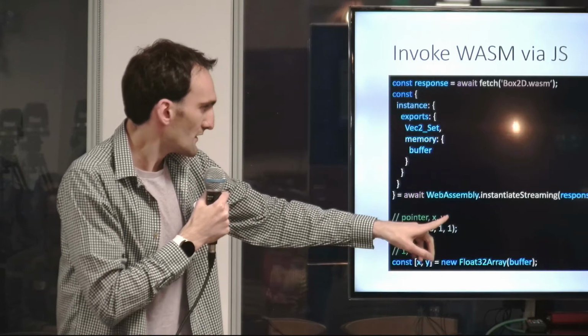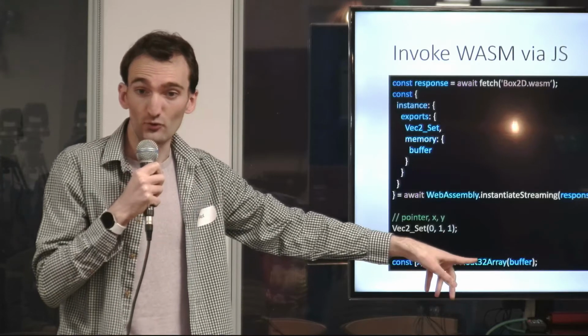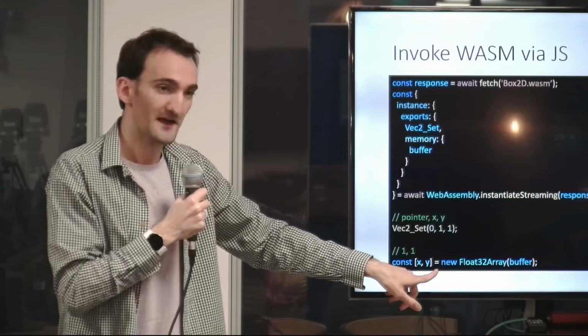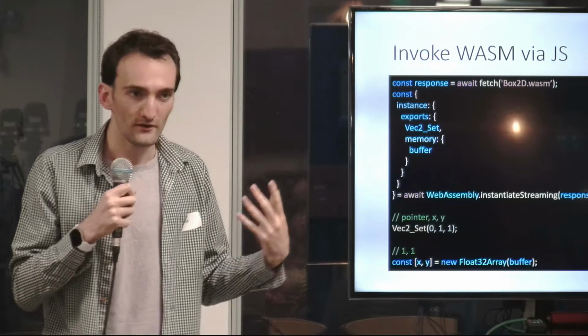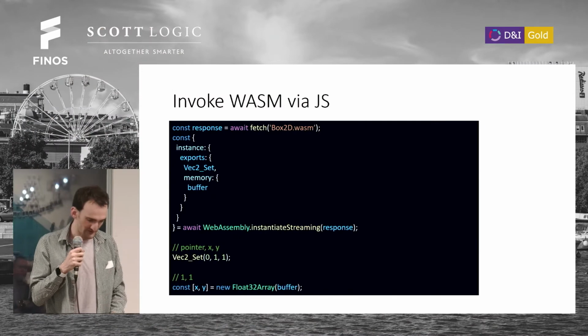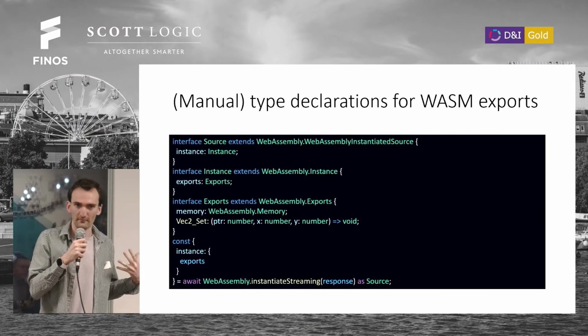And then, again from JavaScript, we can get a floating point view over the heap. We say, show me the first and second floating point numbers on our heap. And they'll be X and Y. So this is a very, very manual way to invoke C++ from JavaScript. How do we scale this up?